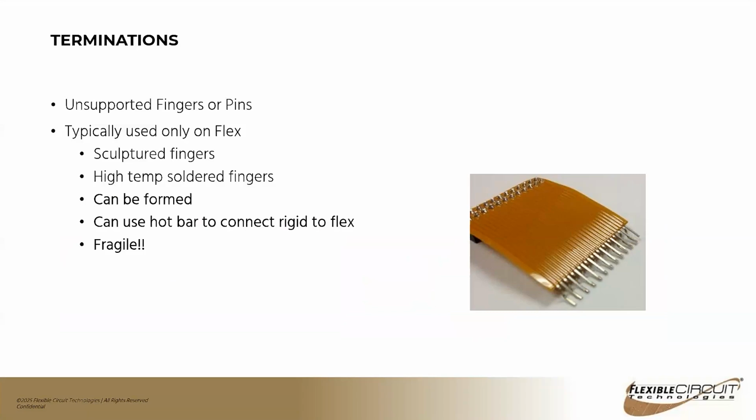Big thing to remember here is these are fragile. I mean, they can be formed. They can be used to make a hot bar connection of two flex circuits or a flex circuit to a rigid PCB, but they're fragile. So when we ship these, we're always taking care to make sure that they're in a tray and they're not rattling around. You're going to want to make sure that operators aren't dumping out the tray when they go to assemble it and damaging the fingers.